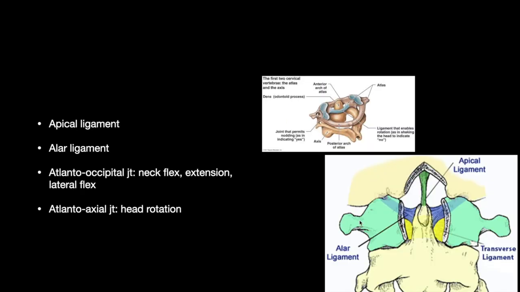Deep to the cruciate ligament, we have the apical ligament and the alar ligament. So that also holds the dens in place, but mostly it is right here. This is the transverse ligament. All of this allows the atlanto-occipital joint to flex the neck and extend it, and laterally flex it, which is to cock your neck from side to side. And the atlanto-axial joint allows for head rotation.